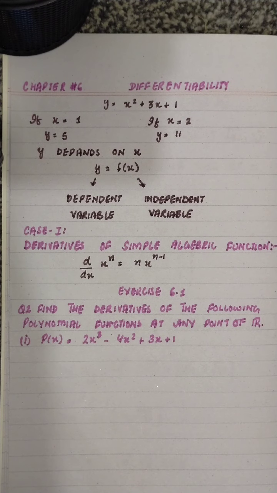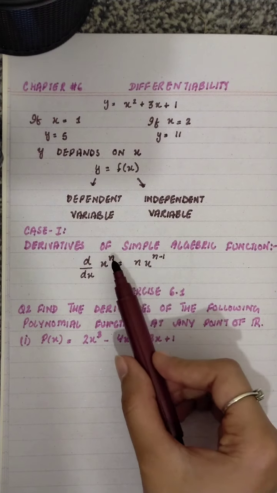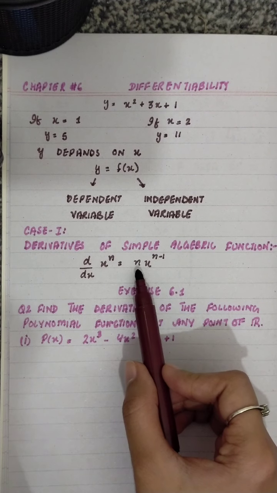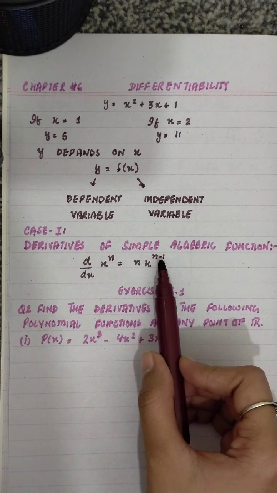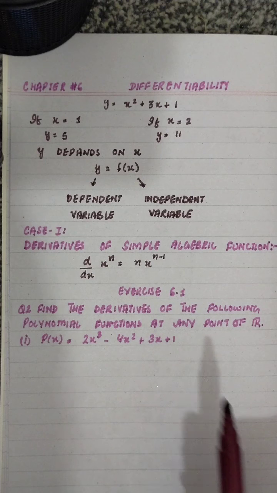The formula is d by dx of x to the power n. So whatever the power is becomes the coefficient, and the power gets reduced by 1.